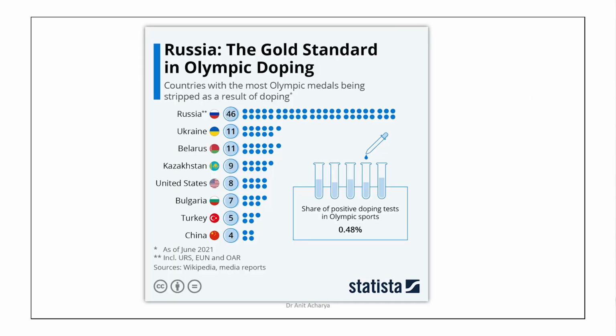Now, Russia has been termed the gold standard in Olympic doping. The reason is that many Russian athletes were stripped of approximately 46 medals in the medal tally, leading to Russia being the top country among the nations that were using doping in the Olympics.